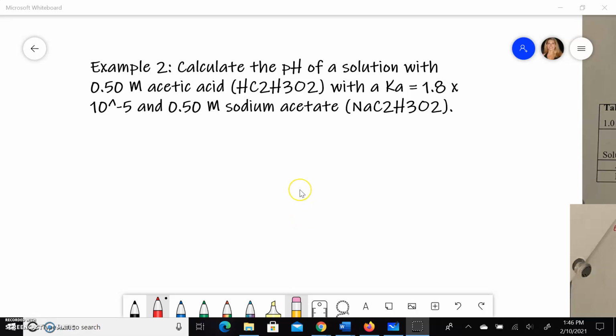All right, let's do some more buffer problems. So the first thing to recognize with this is that we have a buffer solution because we have a weak acid, acetic acid, which contains acetate, and we have sodium acetate, which is the conjugate base.